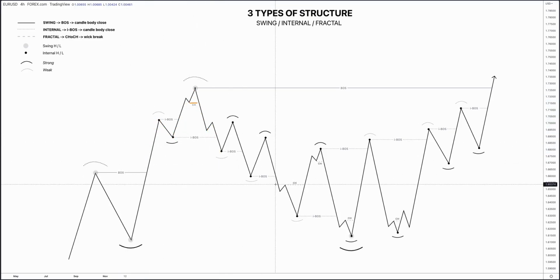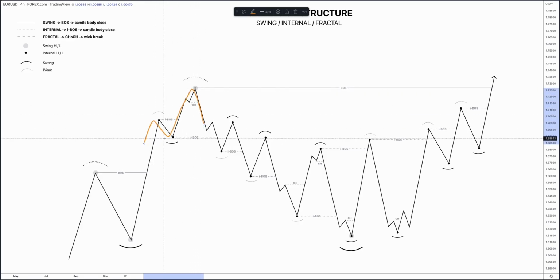Appreciate, again, this is a lot to think about, but essentially we have the three types of structure: the big swing structure, sort of your medium internal structure, right? And your tiny fractal structure. A change of character is when the fractal structure shifts from bullish to bearish, right? Or bearish to bullish. It's basically a fractal trend change. When we get that, that's just the first signal that we're getting just an internal pullback, right?